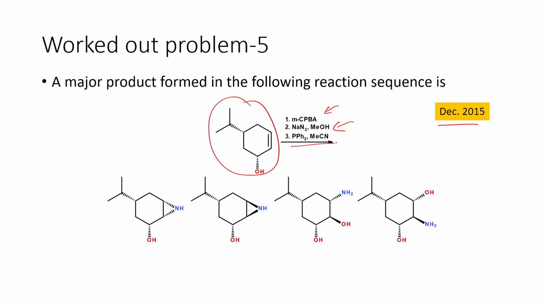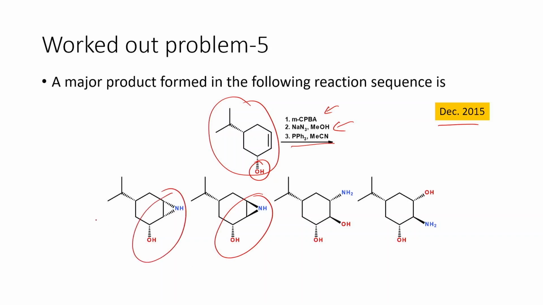And the third step is the triphenyl phosphine and acetonitrile combination. So the triphenyl phosphine acetonitrile combination reduces the azide to a primary amine. So this is what happens, and we have an amino alcohol. So we have a hydroxy unit here, we have an amine there. So this amino alcohol may undergo loss of a water molecule to give an aziridine. So that is one of the things which is shown here.